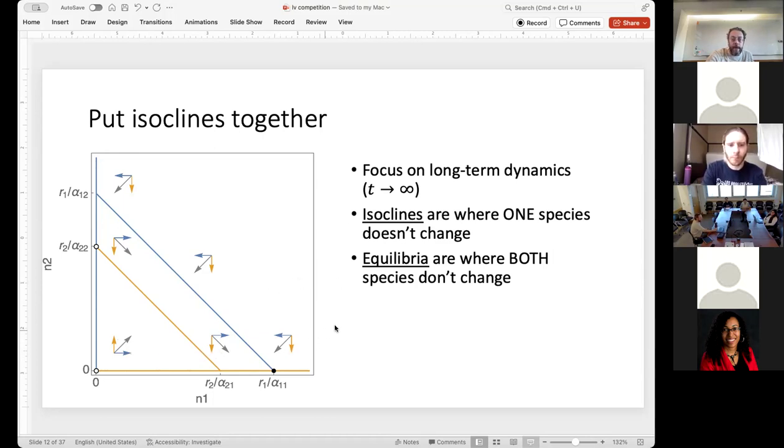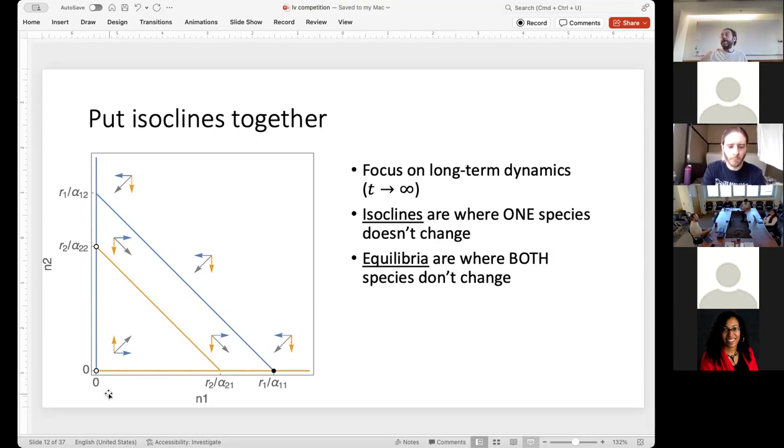So isoclines are where one species stops changing. What we're really going to focus on a lot are equilibria. An equilibrium is a state of the system where no one changes. Both species don't change. In our graphical approach, we find equilibria by looking at the intersections of the two different kinds of isoclines. So we need two different colors to cross here.